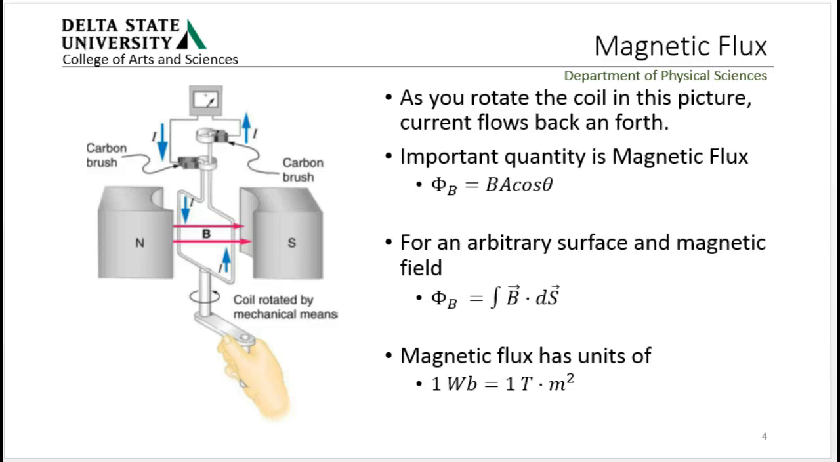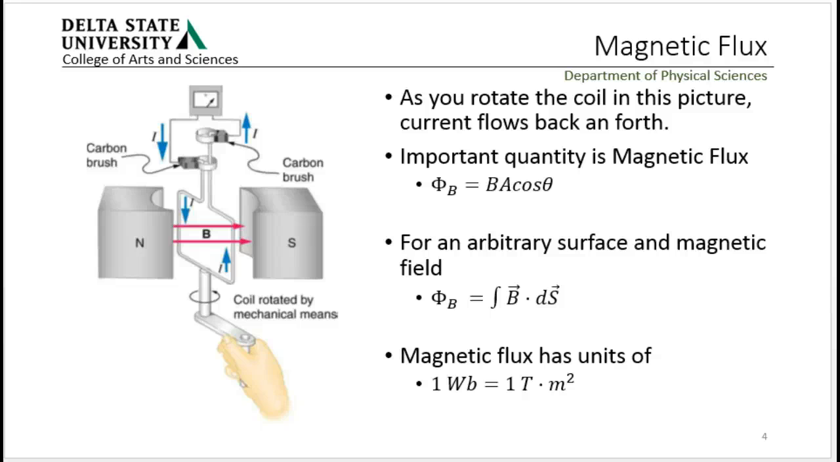This and the other experiments led to a couple of discoveries. The first is that the magnetic flux is an important quantity. The magnetic flux is just a measure of the total magnetic field penetrating a surface. For the setup in this picture, the magnetic flux is just Φ_B equals the magnetic field times the area of the loop times the cosine of the angle the loop makes with the magnetic field.